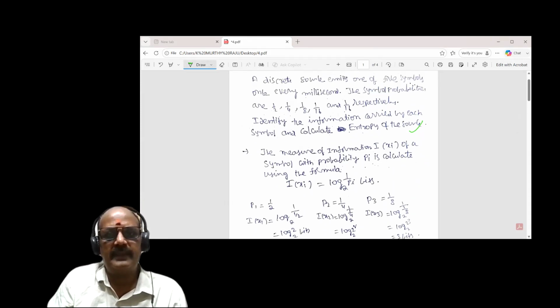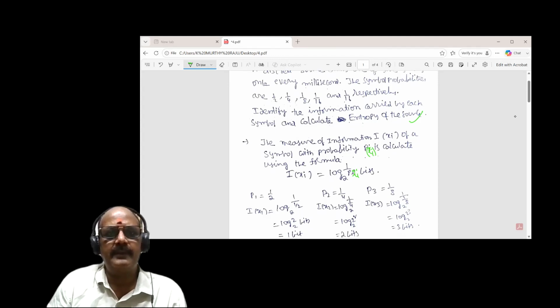Solution. The measure of information I(xi) of a symbol with probability p(xi) is calculated using the formula I(xi) = log base 2 of 1/p(xi) bits. The probability of occurrence of the first symbol is p1 = 1/2. The information content carried by that symbol is I(x1) = log 1/p(x1) = log 1/(1/2) = log 2 to the base 2, that is 1 bit.